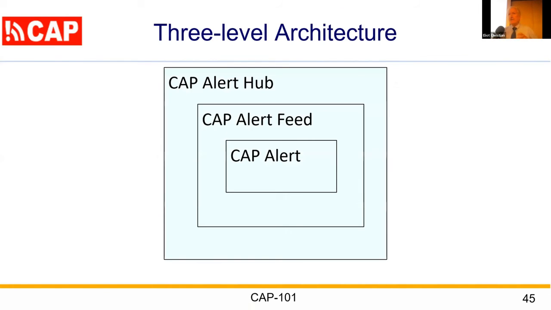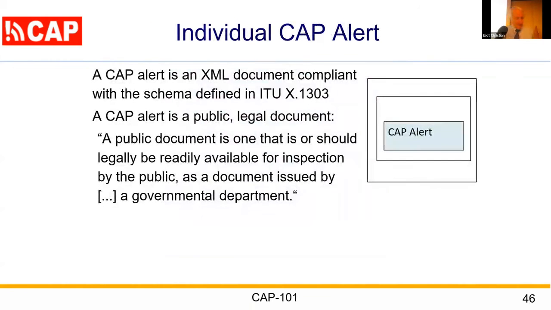At all scales, these CAP alert hubs are based on this very simple 3-level architecture. You need always to look for this when you're acquiring or developing a CAP system. First, the basic unit of an emergency alerting system is the individual CAP alert. It's an XML document following the schema in ITU X.1303.